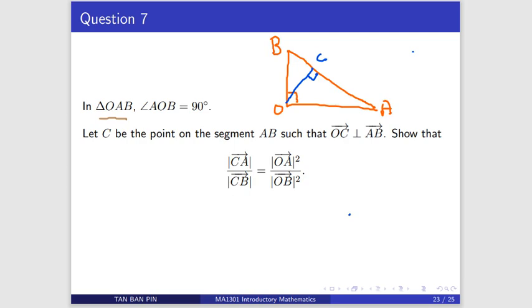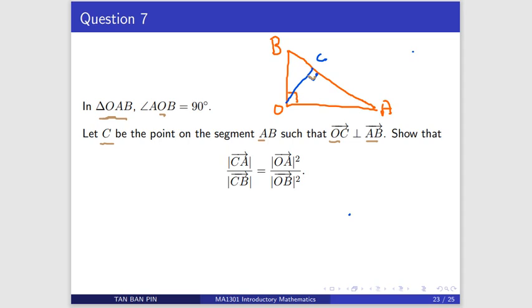In this question, the given triangle is OAB and angle O is 90 degrees. So we can draw a right angle triangle with 90 degrees at angle O. And let C be a point on the line segment AB, such that OC is perpendicular to AB. So that means from O you go to C, right? C is on the line AB and the angle is 90 degrees.